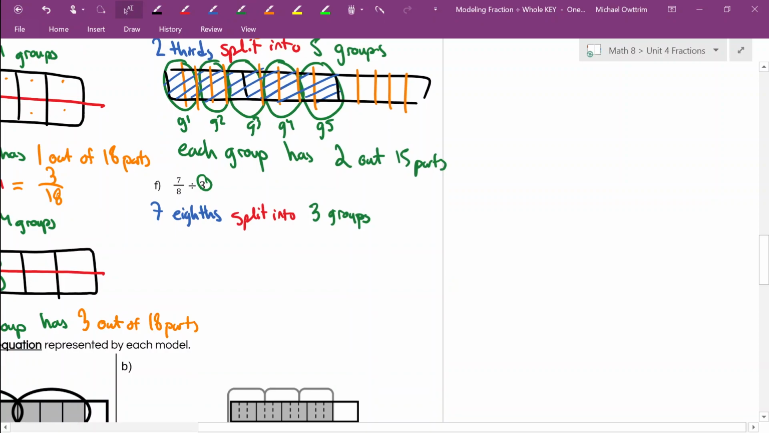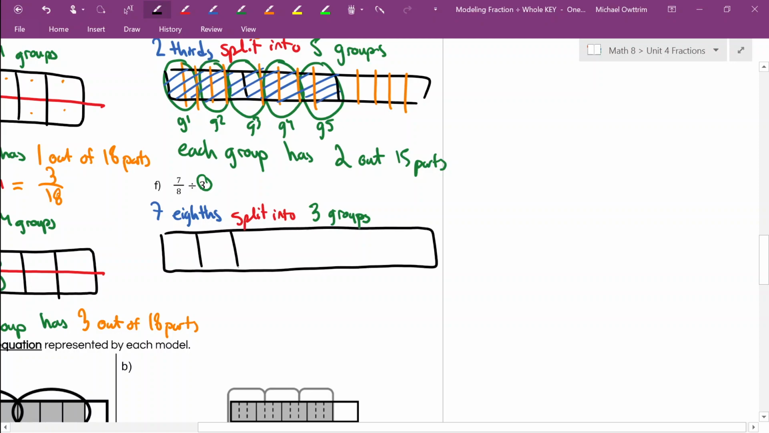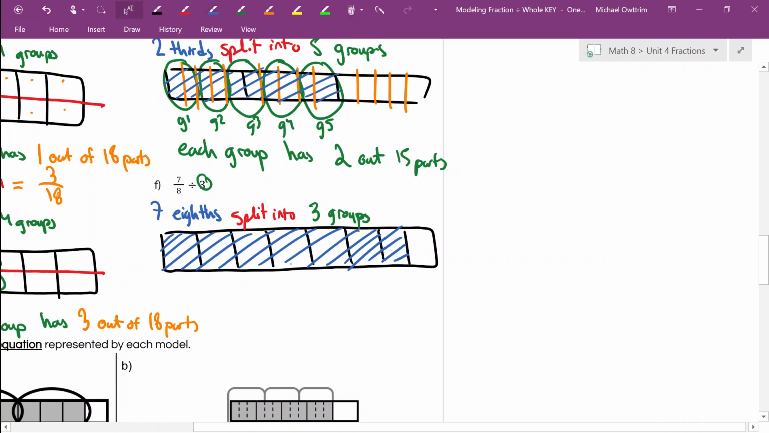Last one, 7/8 split into 3 groups. So we'll start by drawing our 7/8. 1, 2, 3, 4, 5, 6, 7 dividing lines. Those dividing lines could be a little bit more equal, but c'est la vie. And we'll shade in 7. And we want to split that into 3 groups. I'm going to make 2 cut lines to split each of those into 3 groups.